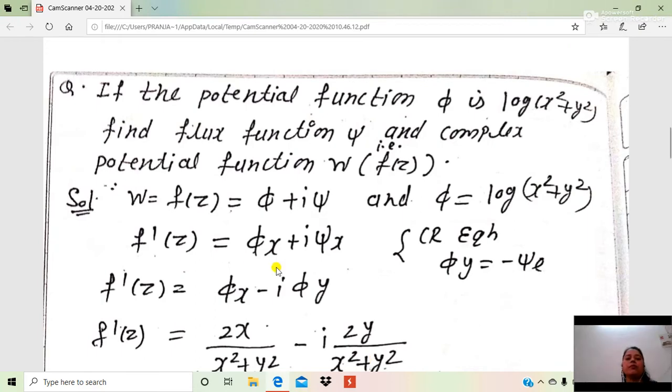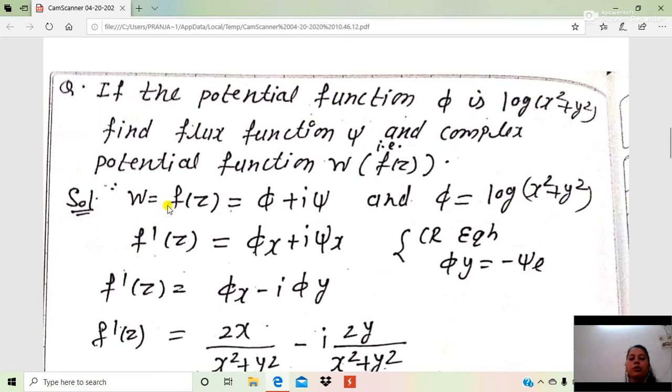Good morning. So next we will solve this question, and the question is, if the potential function phi is log of x square plus y square, we have to find out the flux function psi and the complex potential function w, which is f of z. Since in fluid dynamics we know that the complex potential f(z) is equal to phi plus i psi, and we have been given the value of phi. Then we have to find out the value of f(z) as well as the value of psi.